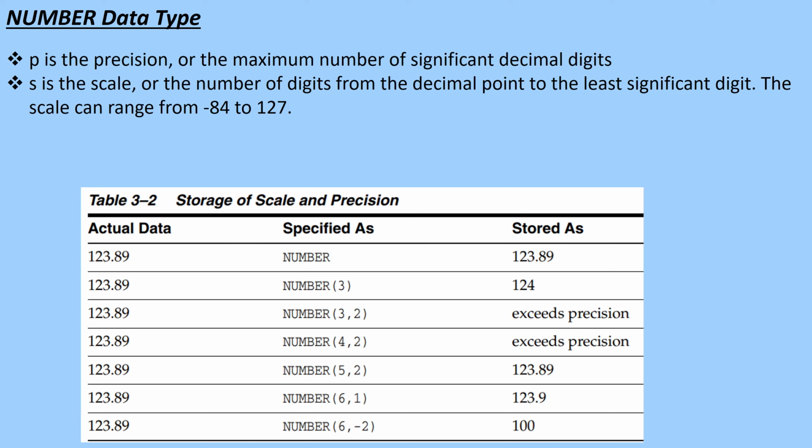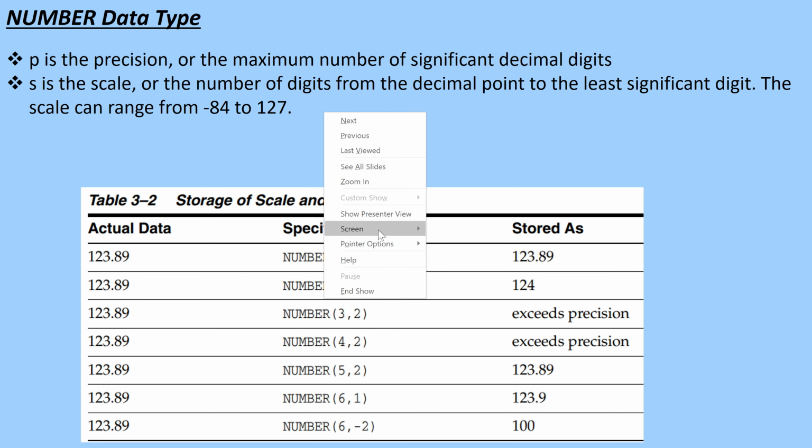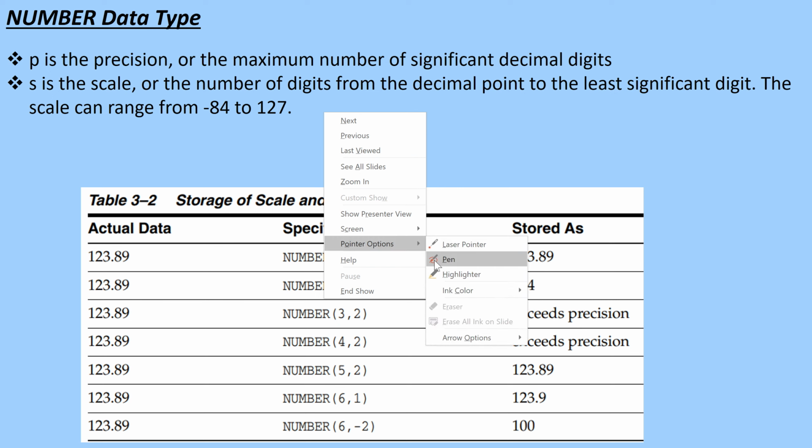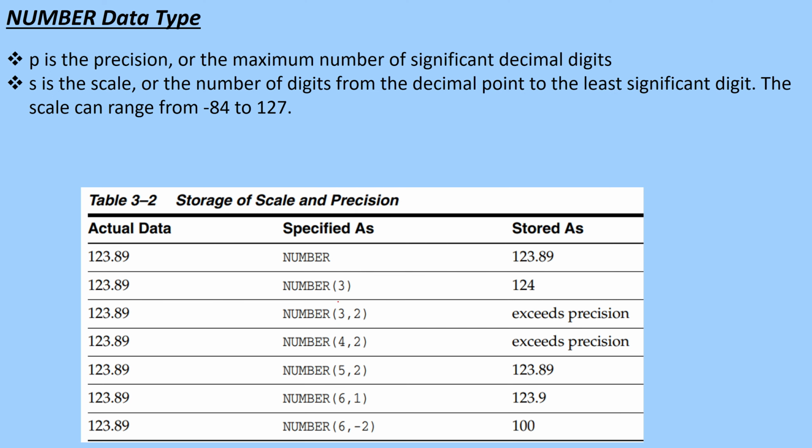Here, as I've said, number has two parameters, precision and scale. If you look at this example, they have given number and 3. This is nothing but precision. The input is given as 123.89. As I've said, precision takes from the decimal point to the left side and scale takes from the point to the right side. As they have given 3, it is going to round off to these 3 digits. It is going to look at the values after the point. If it is greater than or equal to 5, it is going to add one to the previous one. So here we can see the output is 124.